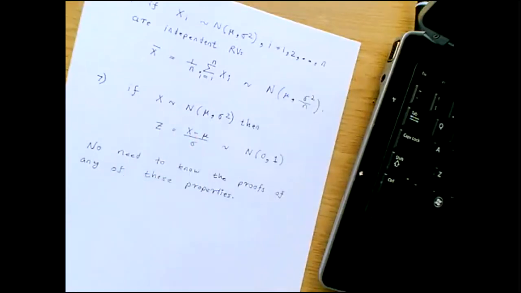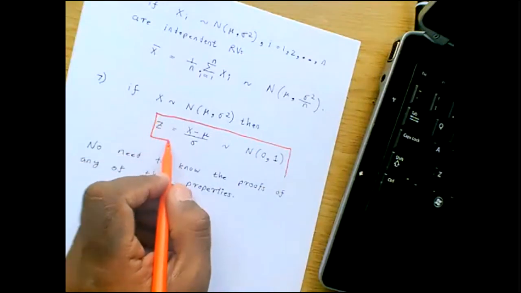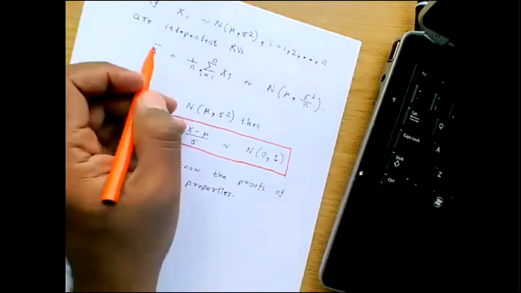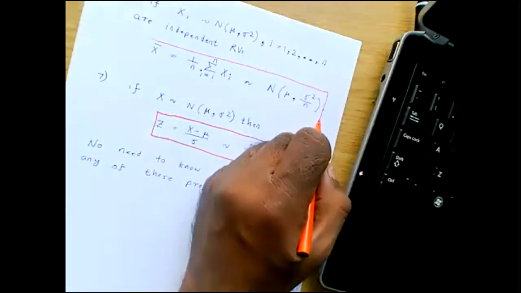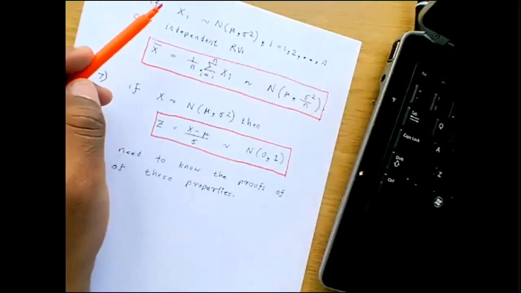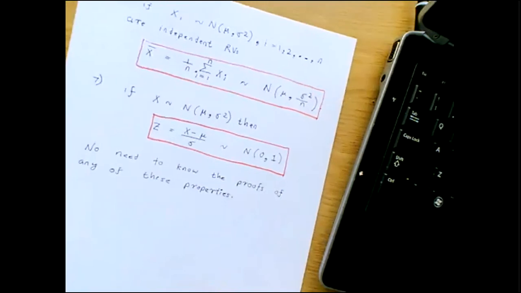The final property is that if you have a normal random variable, then this one is known as a scaled version of a normal variable and has the standard normal distribution, right? And this is the sample mean. The sample mean of a sequence of IID normals is also normal, right?